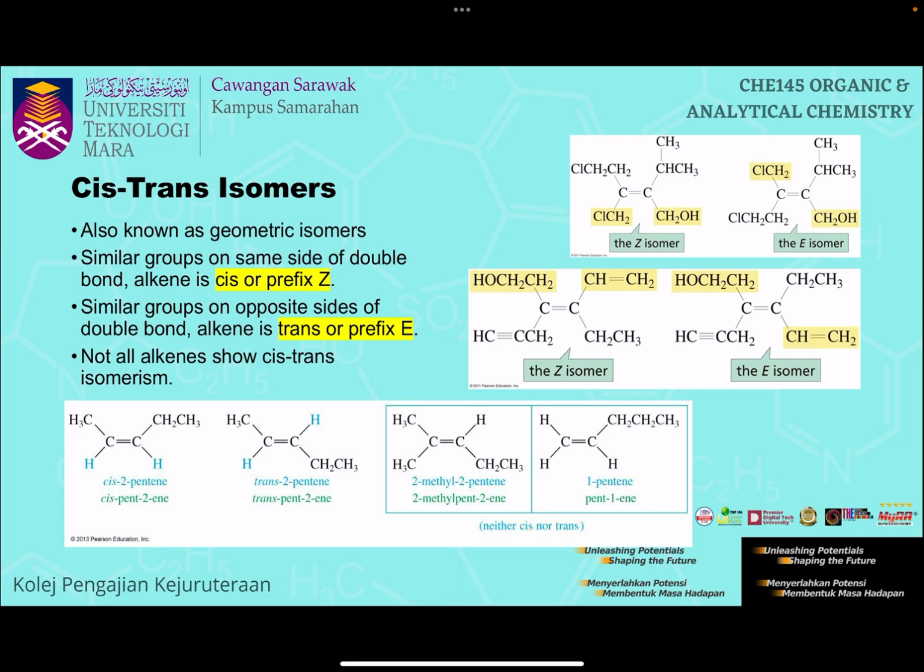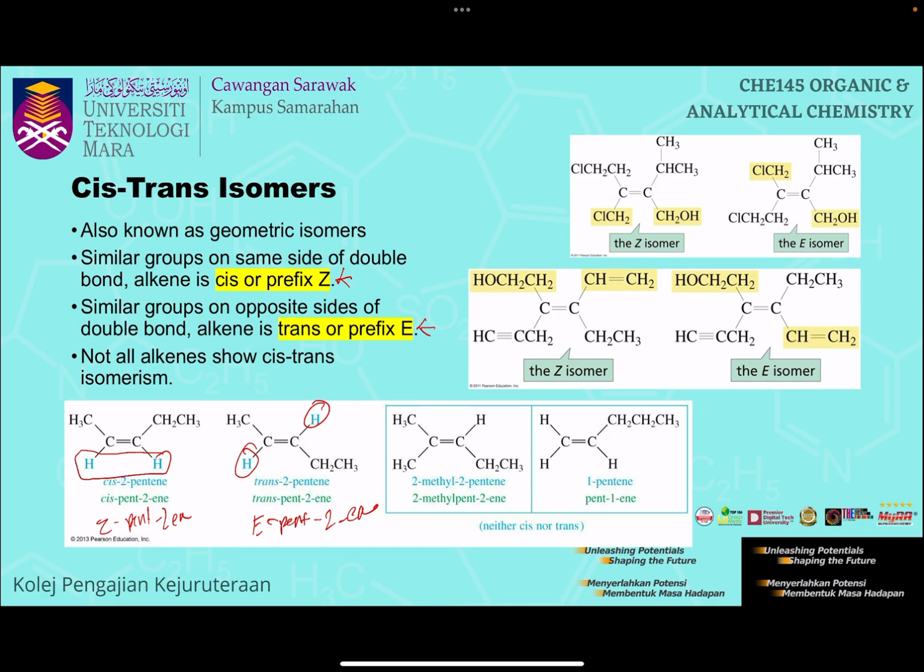Cis trans. I think you remember this one. Cis can also use the prefix Z. Trans can also use the prefix E. If it's a cis, you look at the hydrogens, and they're on the same side, and if it's trans, they're on opposite sides. So you can also use Z-pent-2-ene or E-pent-2-ene, but I think cis and trans is easier to remember.